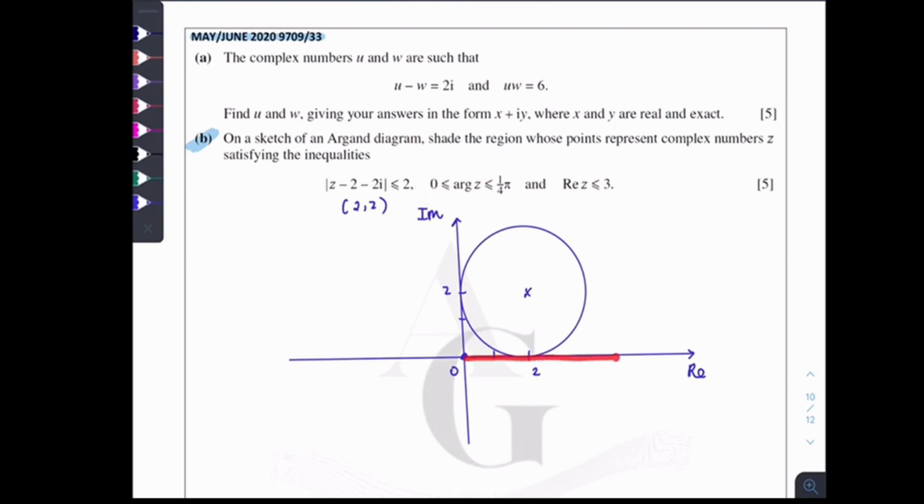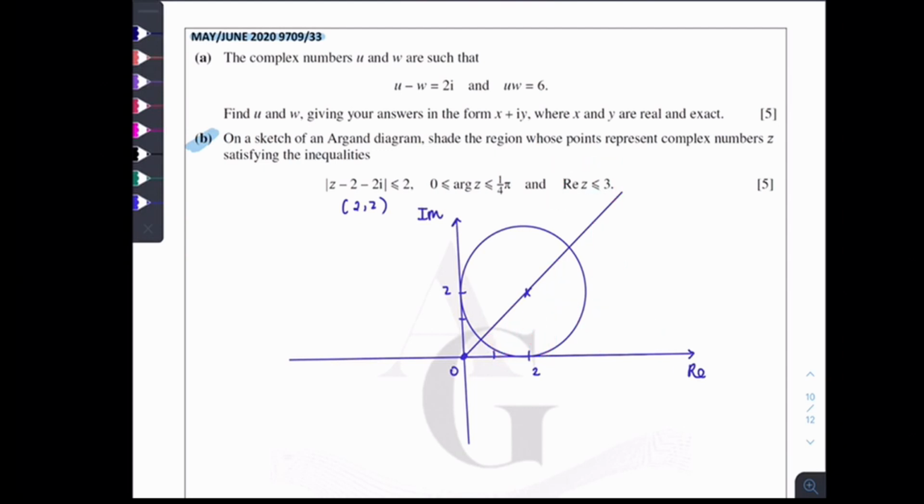So 0 is over here, and notice that the 45 degree line will pass through the center of the circle, because the center of the circle coordinate is 2, 2. Okay, so there's a line here, and there's a line over here as well. So in between, that means it's here. But let's not shade it first, because we have to consider the third one.